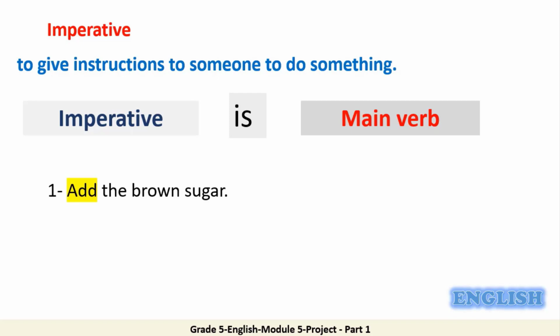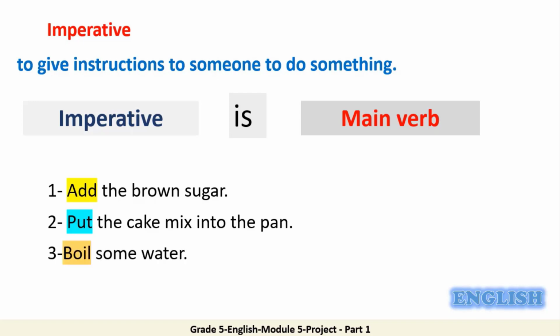Number 1. Add the brown sugar. Here we start the sentence with the main verb add. Number 2. Put the cake mix into the pan. Here we start with the main verb put. Number 3. Boil some water. Here we start with the verb boil. It is a main verb. So when we use the imperative form, we have to start our sentence with a main verb.